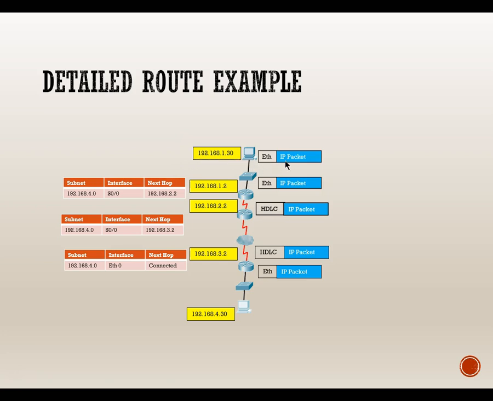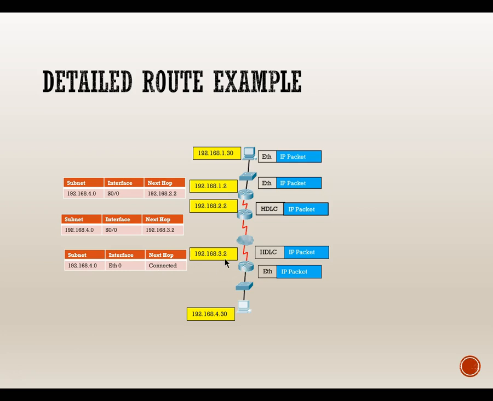192.168.1.30, we have an Ethernet IP packet, goes to the Ethernet interface 192.168.1.2, which is going to be the default gateway of this thing. And then subnet 192.168.4.0, out serial interface 0/0 with the next hop of 192.168.2.2 here, 2.2, and from that router 4 goes out serial 0/0, goes to 192.168.3.2.